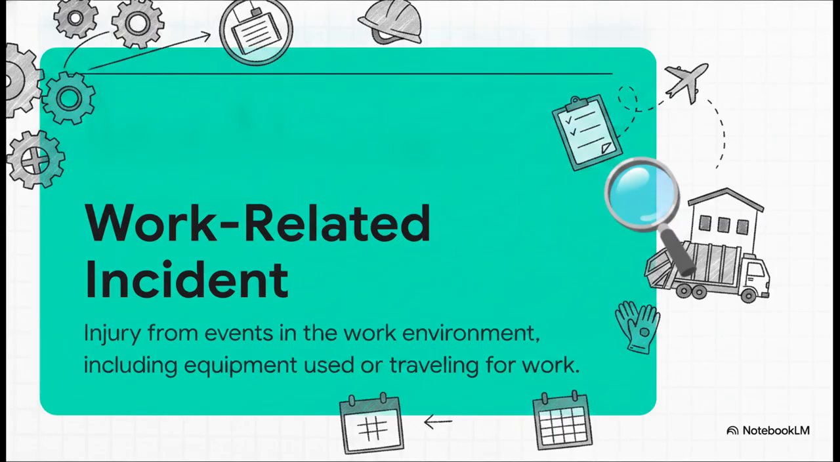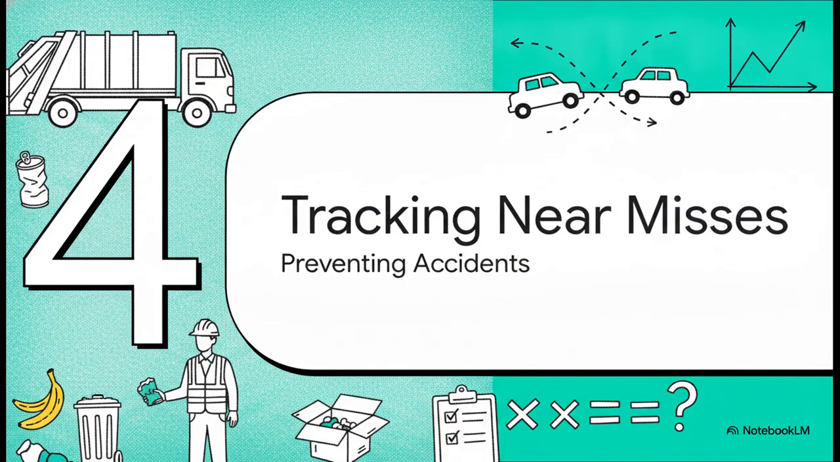It includes the equipment and materials the employee is using, and it even covers traveling, as long as the employee was engaged in work activities for the employer at the time. Oh, and one quick side note, a work-related incident must be a brand new case, not just an update to a previously recorded injury. Section 4, tracking near misses.